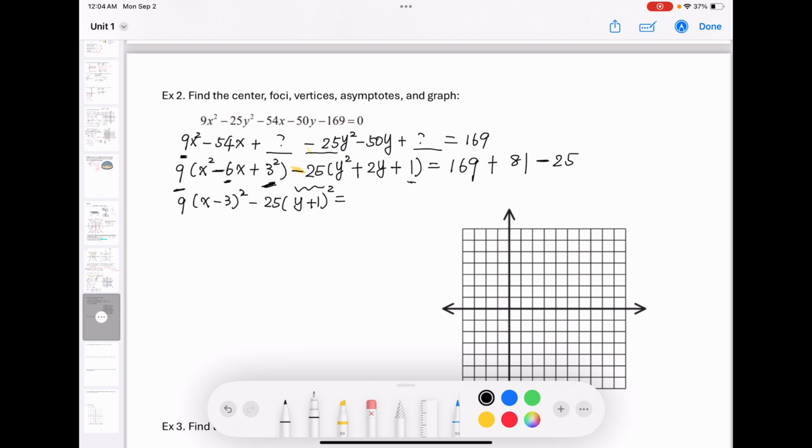And how about my right-hand side? Do the addition and subtraction. We have 225. Sometimes my pen is not working. 225. And now let's make a 1 on my right-hand side. Divide by 225, everybody.